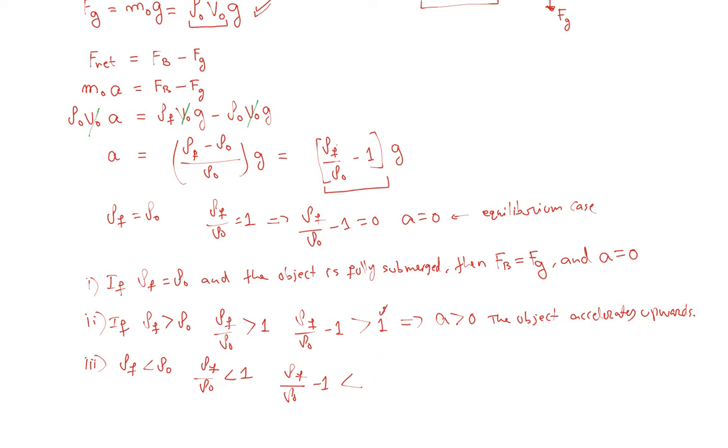Actually, here I should not have said that this is greater than 1. I should have said this is greater than 0, which means positive. So this number is positive. But if rho fluid is less than rho object, then this number is negative, or less than 0, and then from this it follows that acceleration is less than 0, and the object accelerates downward.